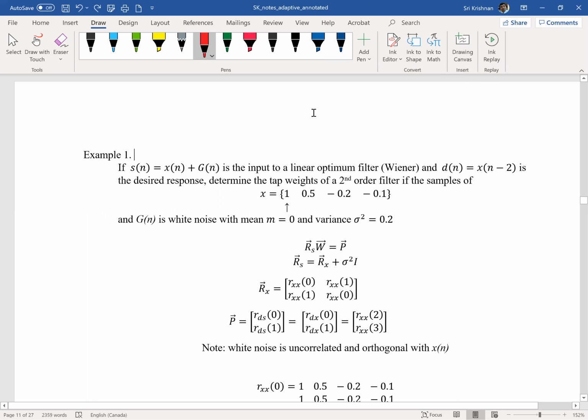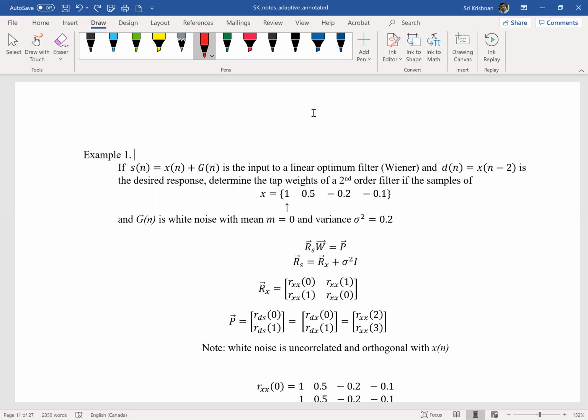So far we have seen both the theoretical way of estimating the adaptive filter coefficients and also a practical way of getting them. The theoretical way happens to be the normal or the Wiener-Hopf equation, RW equal to P, where R was the autocorrelation matrix of the input to the filter, W were the adaptive filter coefficients, and P was the cross correlation between the input to the filter and the desired response.